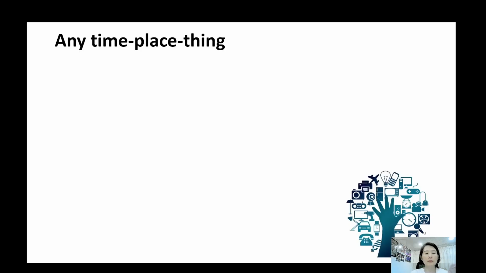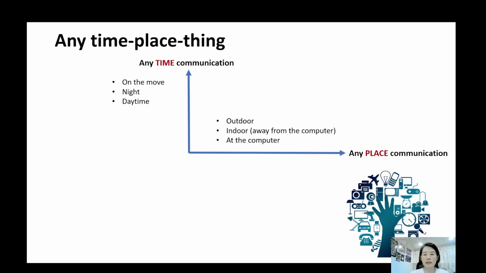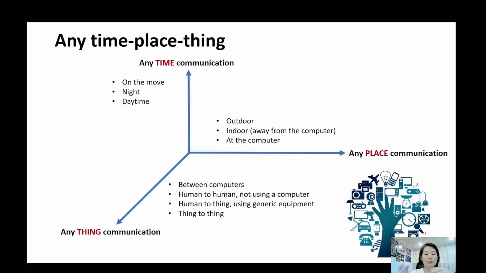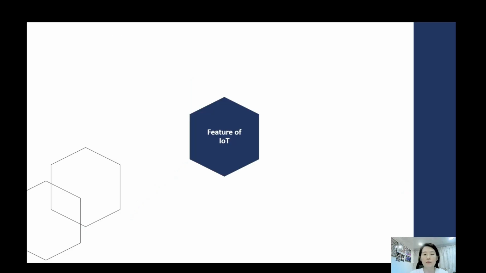Now, when we talk about time, it means any time communication, no matter on the move or at night or daytime. Any place communication includes outdoor, indoor, which is away from the computer or at the computer. Whereas any thing communication will be between computers, human to human not using a computer, human to thing using generic equipment, or thing to thing.